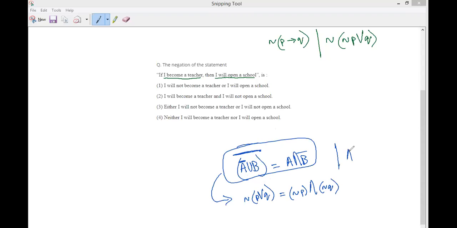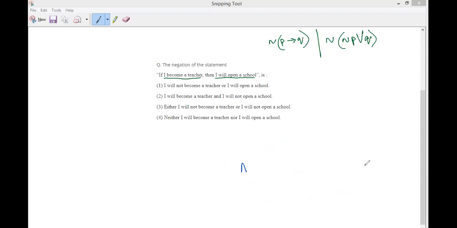Sets में और एक रूल था. What is the complement of complement? A complement whole complement क्या होता है? A. Okay. Similarly here also negation of negation is nothing but the same statement. Not of not. मतलब still वही चीज आ जाएगा. So I'll just write all these things again. But before I go there, let us just solve this question. Now you try to solve this question. I think now you guys will get the answer.